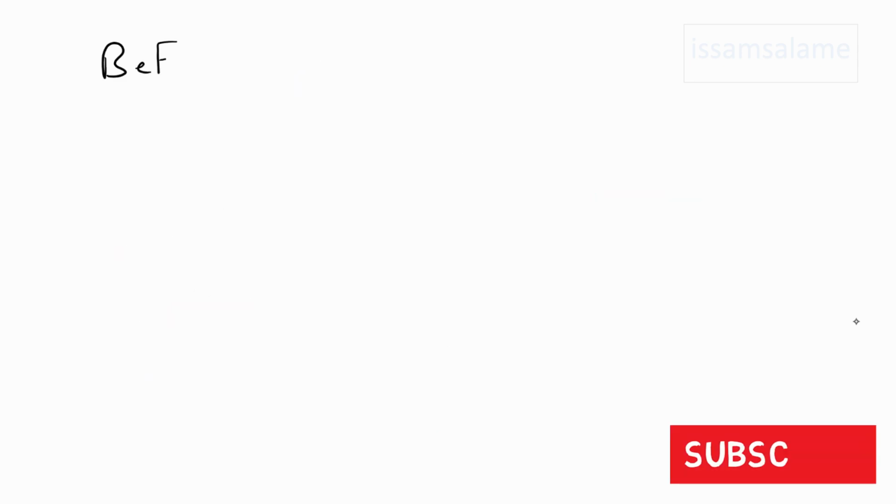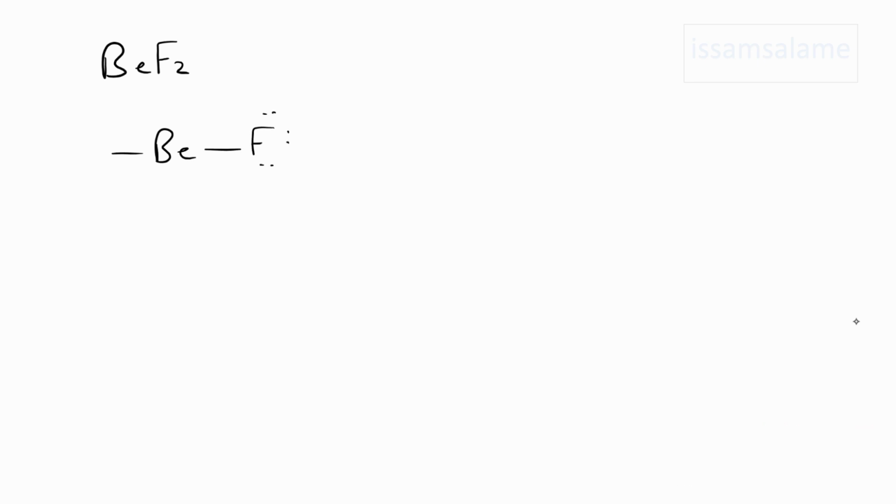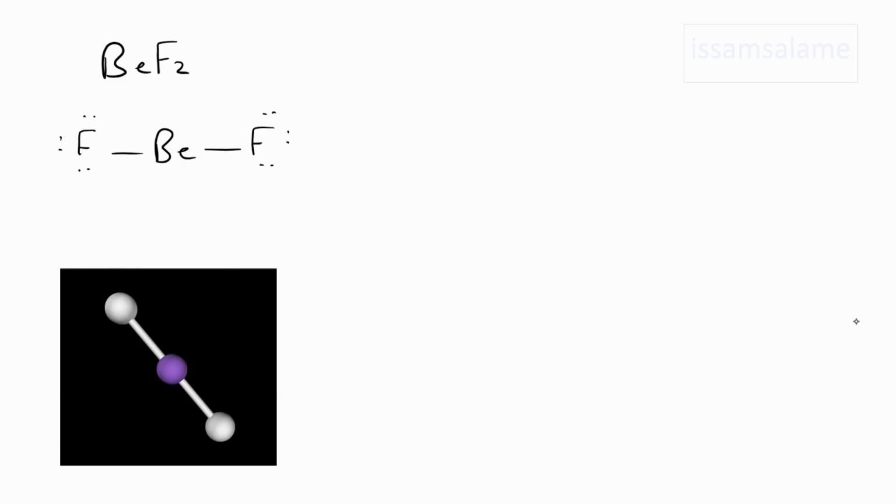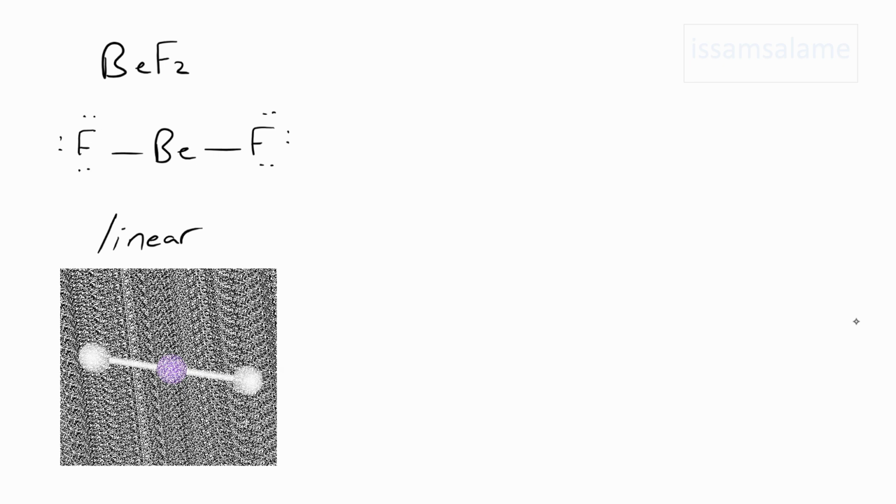If we draw the Lewis structure for beryllium fluoride, beryllium is the central atom, and as you can see, it has two pairs of shared electrons. Since these two pairs have the same charge, according to VSEPR theory, they should repel each other and be as far as possible from each other. That's why the shape of this molecule is going to be linear.